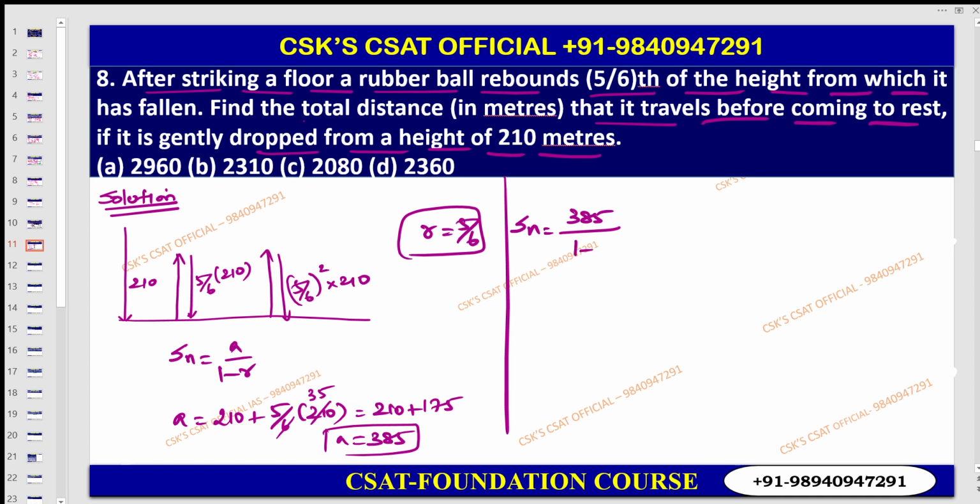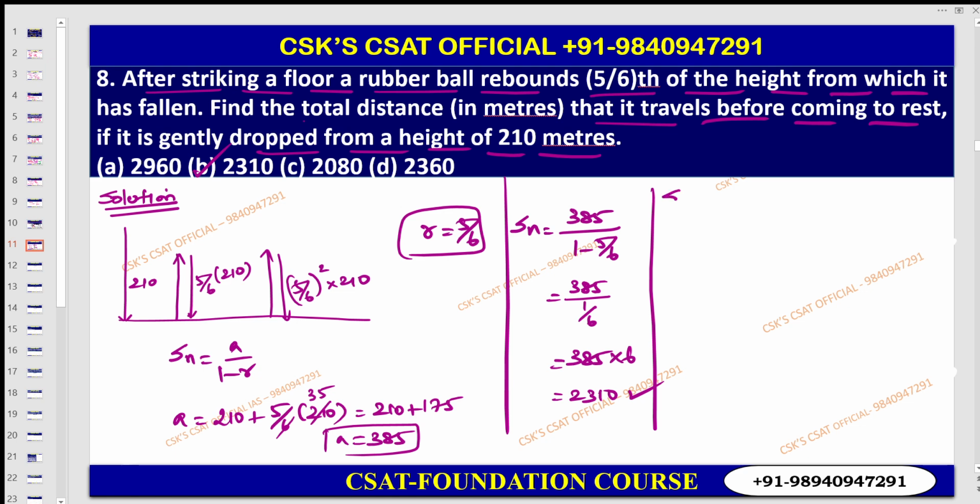by 1 minus 5 by 6. 385 by, take the LCM, 6 minus 5 becomes 1 by 6. Now cross multiply, or take the reciprocal of the denominator. It becomes 2310. That's it, the total. This is a very simple model.